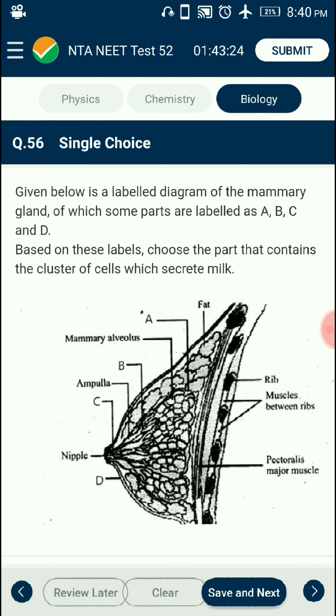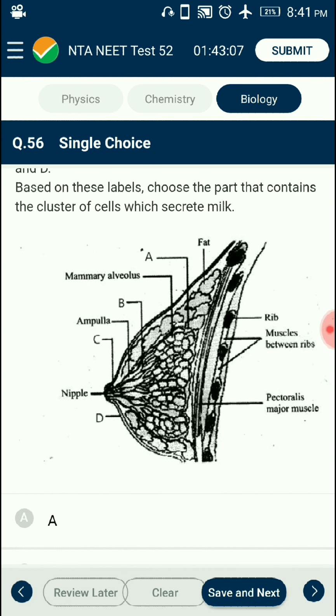Question number 56. Given below is the labeled diagram of a mammary gland of which some parts are labeled as A, B, C and D. Based on these labels, choose the part that contains the cluster of cells which secrete milk. A represents mammary lobe, B represents mammary duct, C lactiferous duct, D areola.